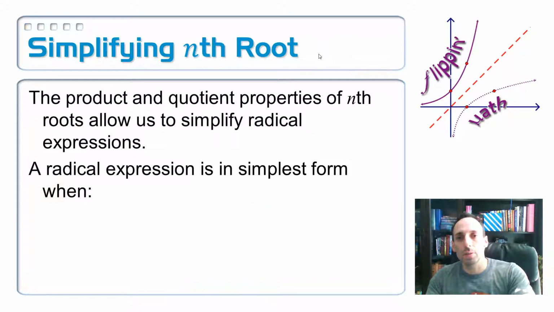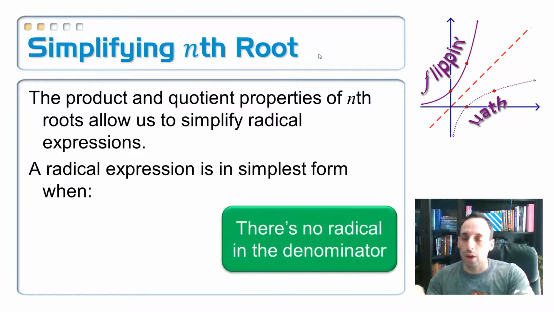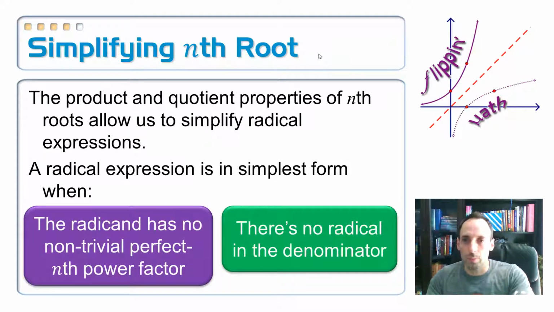The same thing is going to be true if it's nth roots. On the nth roots, the radical, you just can't have a perfect nth factor. So if you're taking the cube root, you can't have a perfect cube on the inside. You can't have a perfect fourth power if you're taking the fourth root.